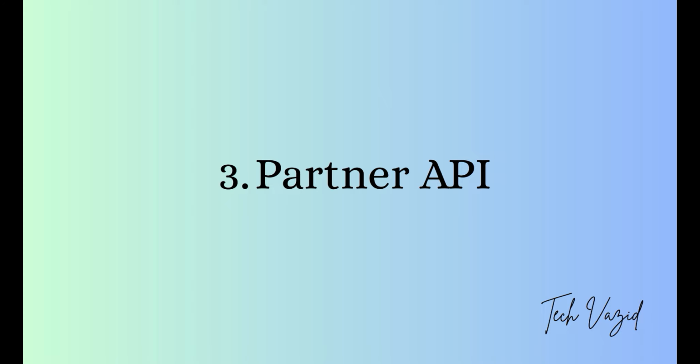The third type is Partner API. These APIs are shared only with trusted partners. They need login or permission to access them. Example: payment gateways like Razorpay or PayPal provide APIs only to registered partners. Partner APIs are more secure than public APIs.